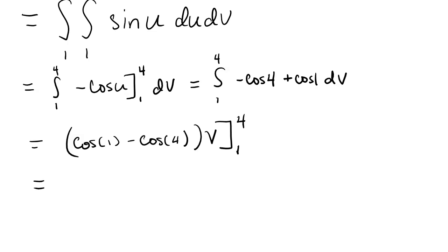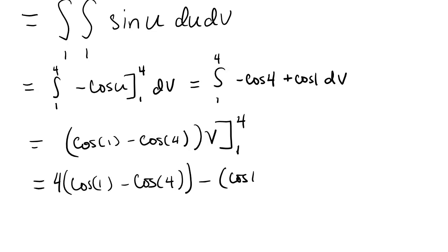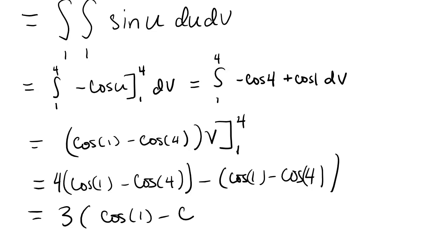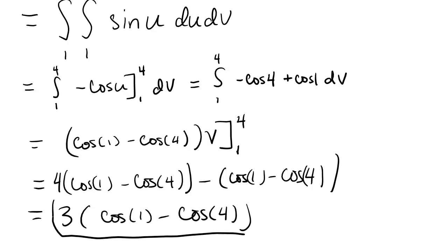So we're going to have 4 times that cosine 1 minus cosine 4, minus 1 times that cosine 1 minus cosine 4. So then we're left with 3 times cosine of 1 minus cosine of 4 would be the evaluation of that integral.